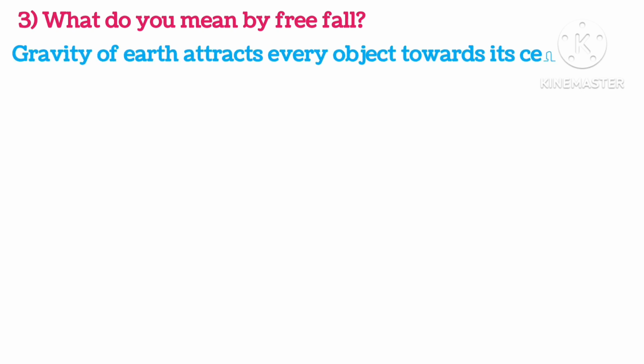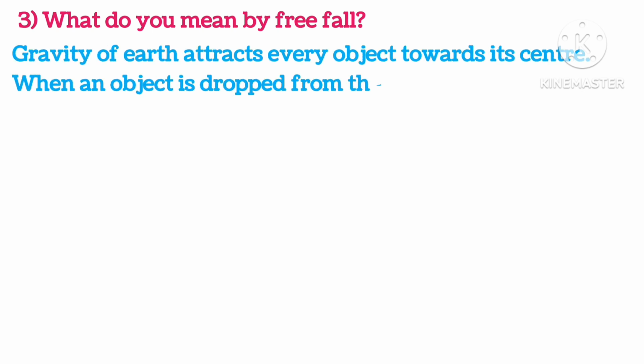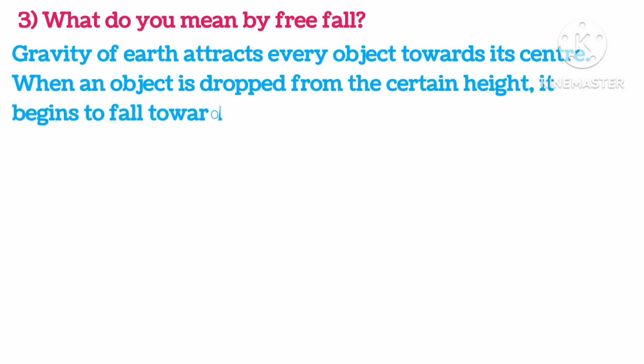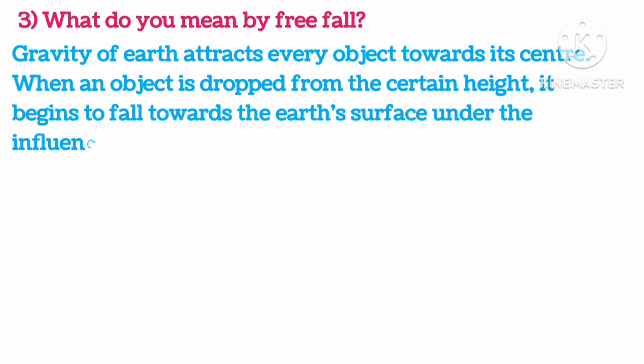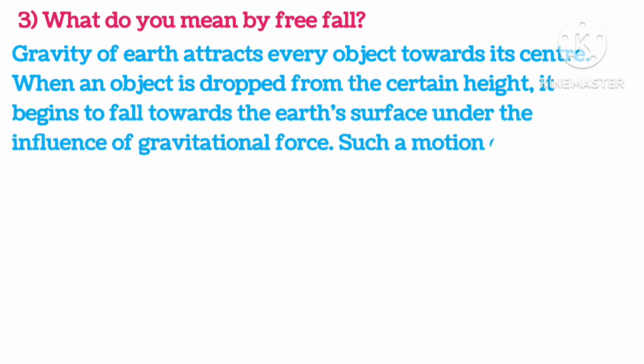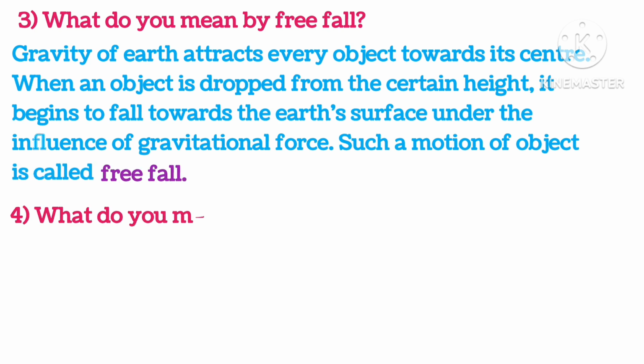What do you mean by free fall? Gravity of the earth attracts every object towards its center. When an object is dropped from a certain height, it begins to fall towards the earth's surface under the influence of gravitational force. Such a motion of an object is called free fall.